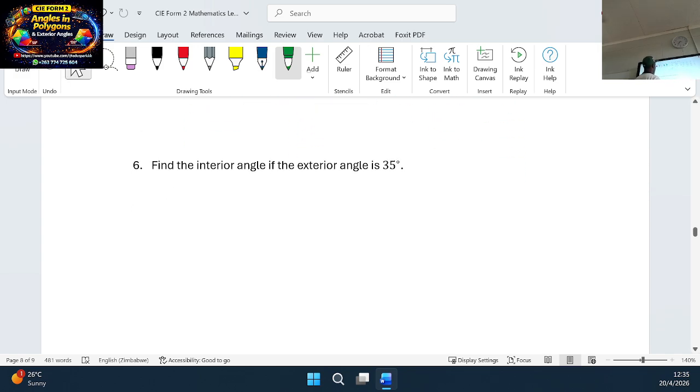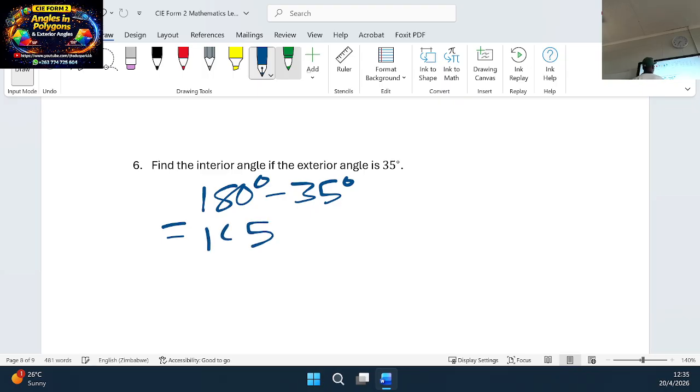Find the interior angle if the exterior angle is 35. If the exterior angle is 35, we know they are supplementary. In other words, they add up to 180 degrees. So when I do my computation, it will give us an interior angle of 145 degrees.